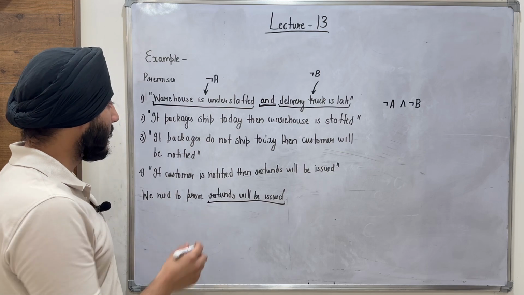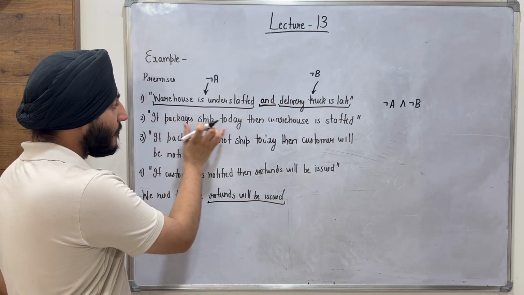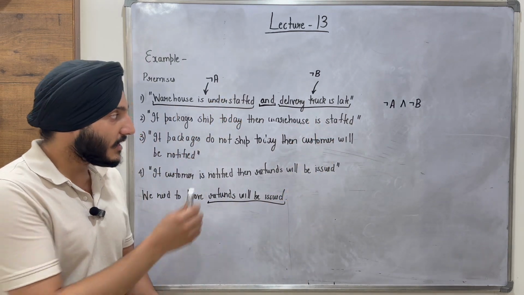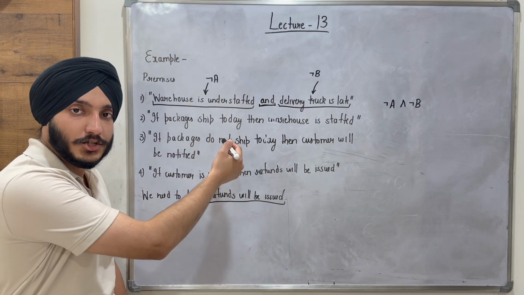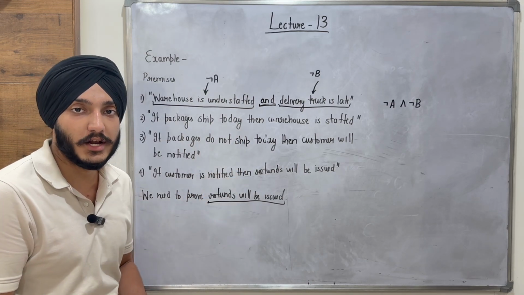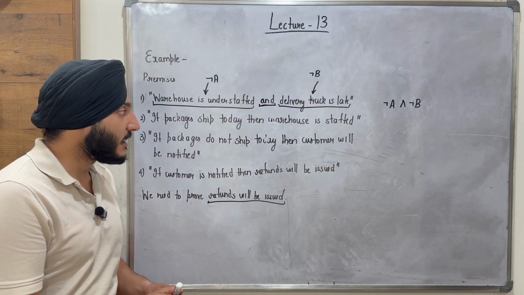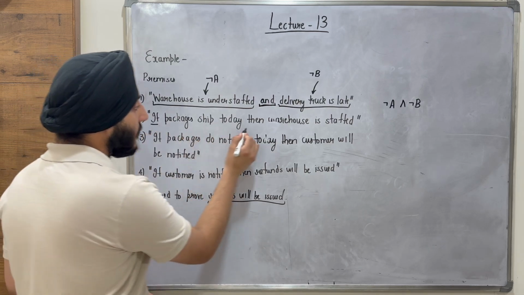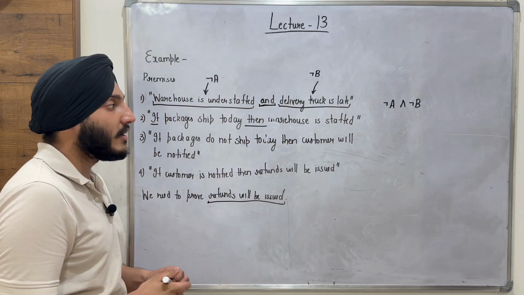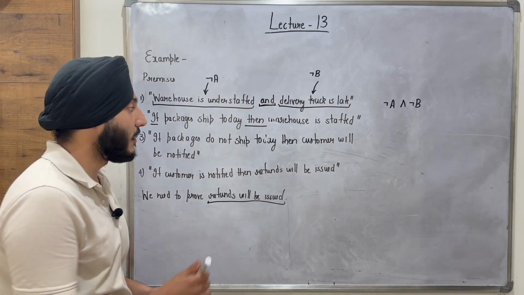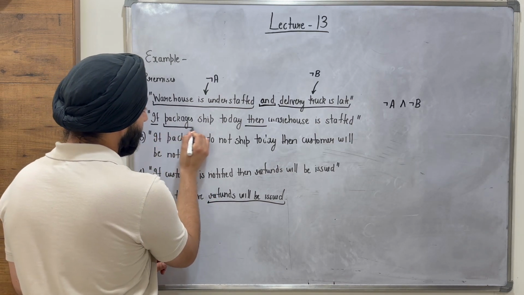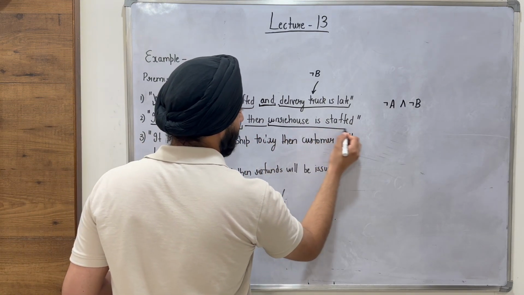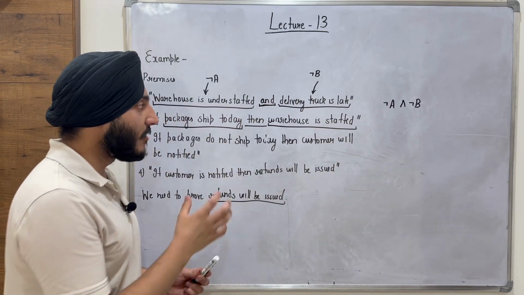Moving on, let's try to understand. So I see the statement, if packages ship today, then warehouse is stopped. So let me ask you this question, right? Do you think that this is a single proposition, or do you think it's a combination of multiple propositions, right? So the answer is that this is actually a combination of multiple propositions. And why? I see an if then statement, right? And whenever there's an if then statement, that means there's a combination of propositions, right? So the propositions are packages shipped today and warehouse is stopped.